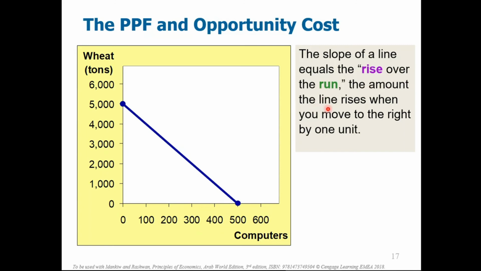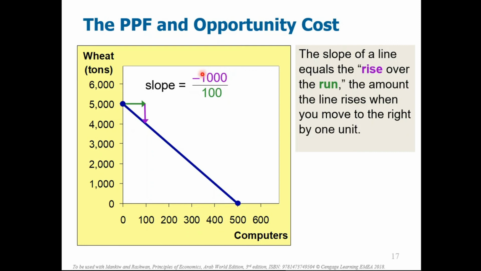The amount the line rises when you move to the right by 1 unit. What does this mean? Very simple. Imagine that you are producing 5,000 tons of wheat, but you produce 0 computers. Now we want to produce more computers, for example 100 computers, right? So the point should go to the right. Because we are producing more computers, what will happen to the production of wheat? It will go down, right? How much will it go down? It will go down by 1,000.